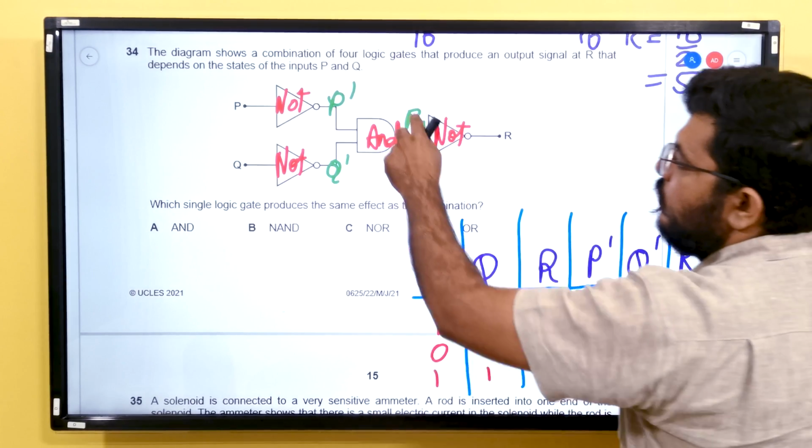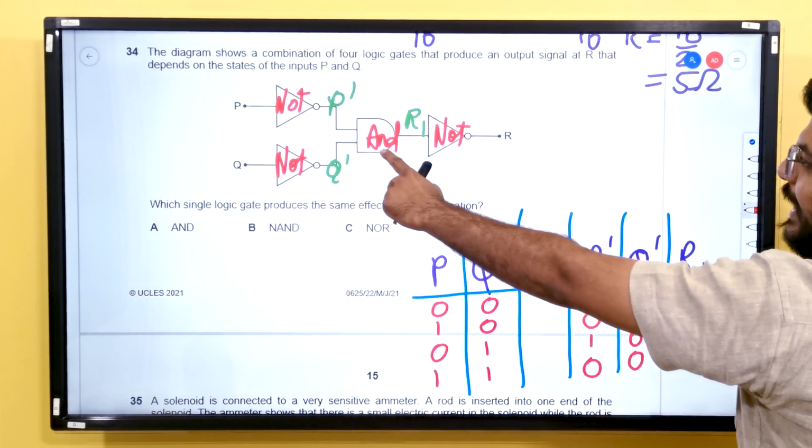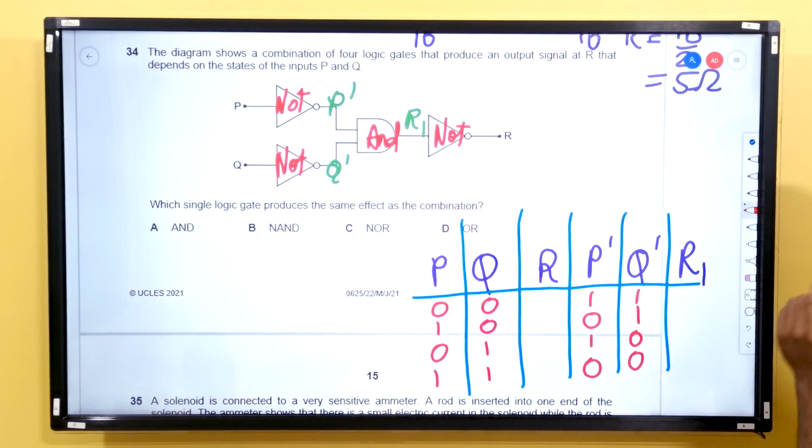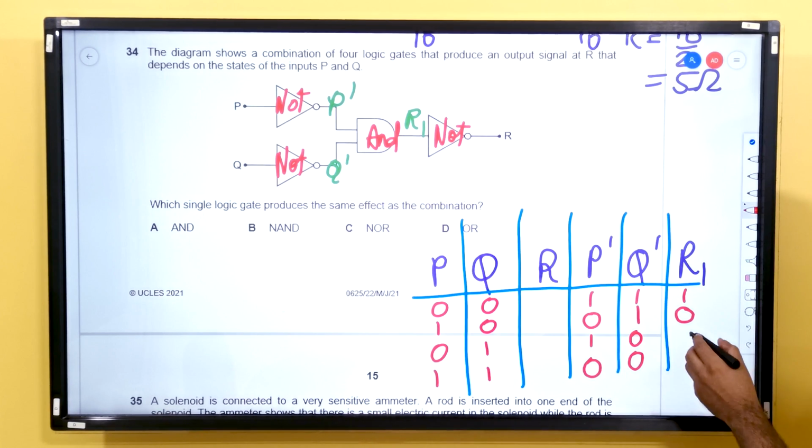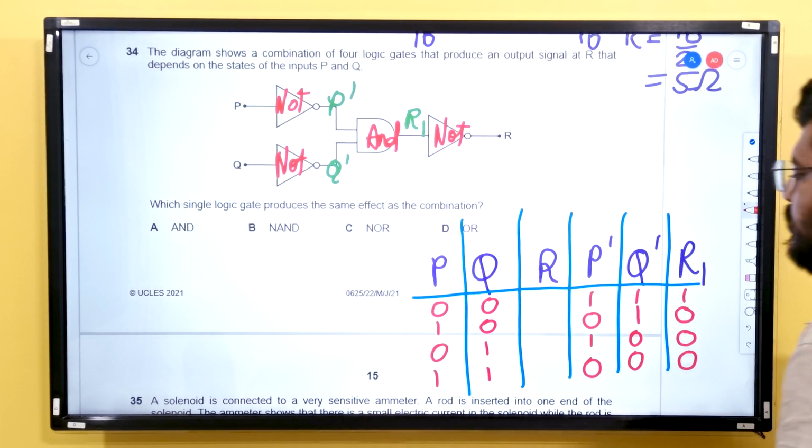And let us find out what is R1. This is an AND gate. 1 and 1 will give output 1. 0 and 1 will give output 0. 0 multiplied by 1 is 0. 1 and 0 will give output 0, and 0, 0 will also give output 0.